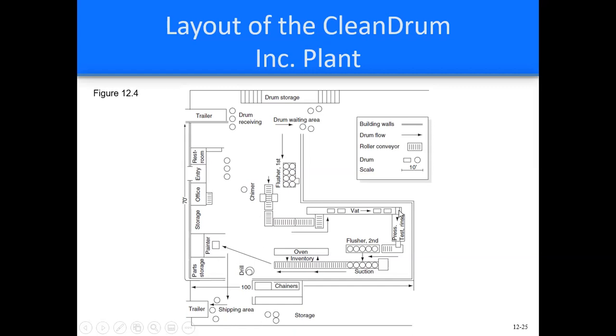And then we do the press test, rinse, and then we do the flusher a second time. And then we do suction, inventory, oven. And then we have the channers, and then we send it to paint. And then eventually it comes back here, waiting to be shipped, storage. So that's the layout. You see that it goes based on the process.